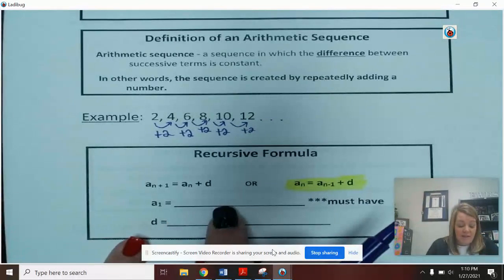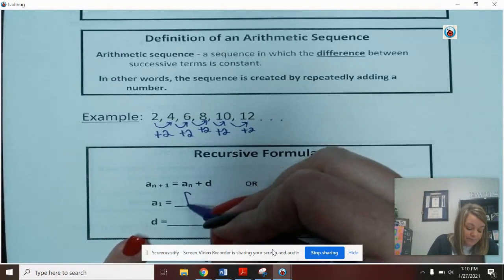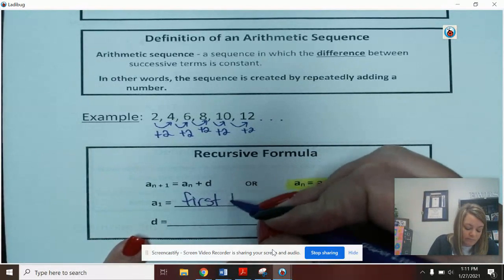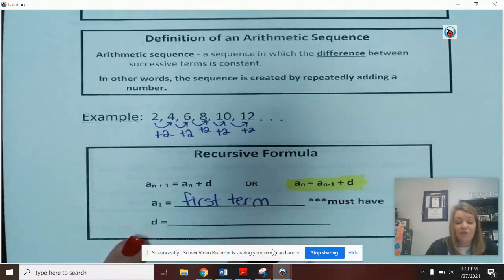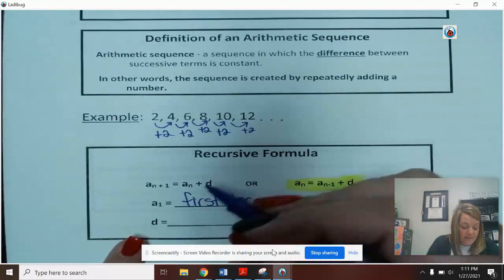A sub 1 is the first term, and you must have the first term for a recursive formula to work out like you need it to, in order to use the recursive formula to find more of the terms. D is the difference.